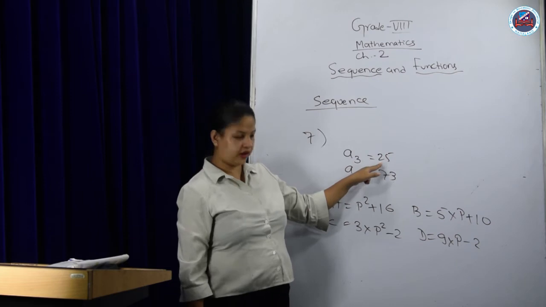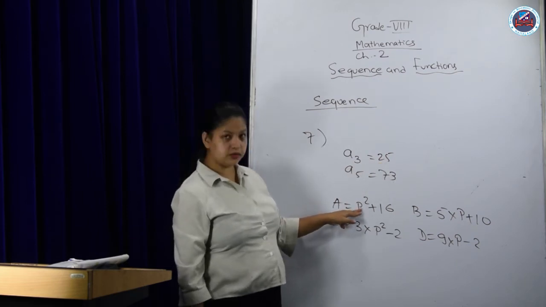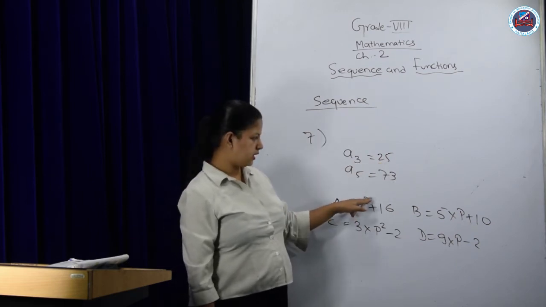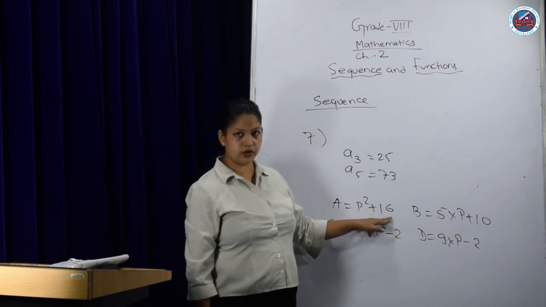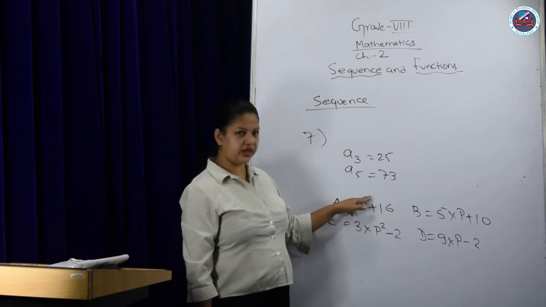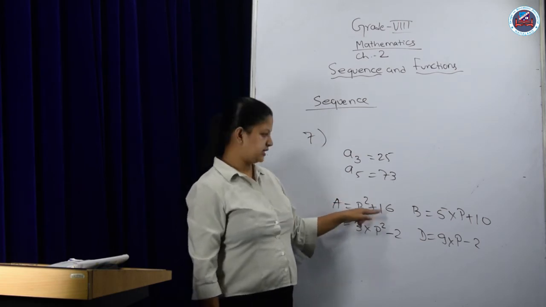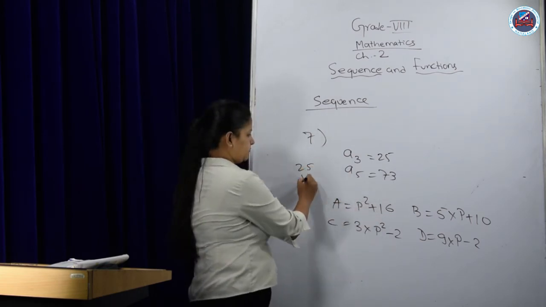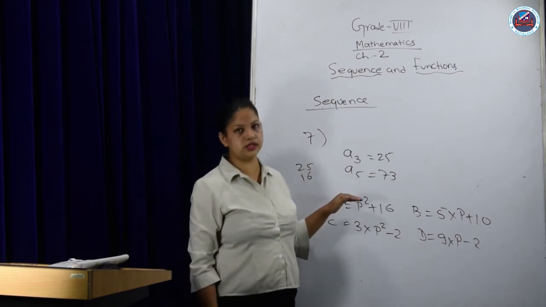Third term is 25. For the third term, put 3 in the first option. 3 square is 9. 9 plus 16, are you getting 25? Yes. But check the second one also. 5 square is 25, plus 16. Are you getting 73 or not? No. That means it is not being followed.